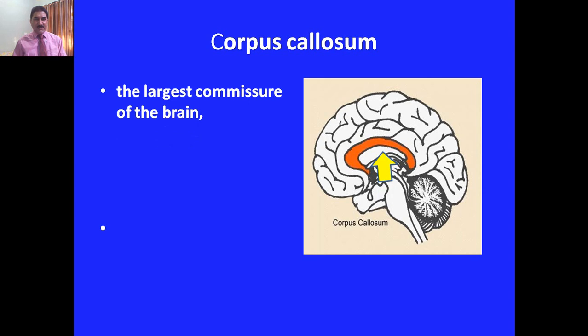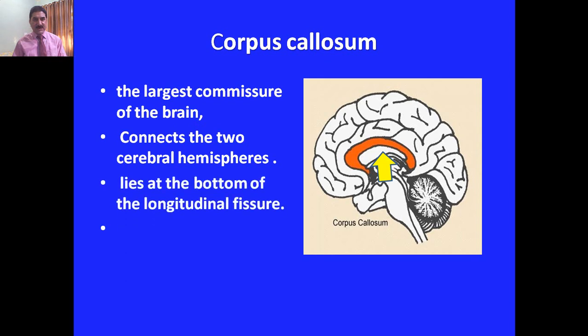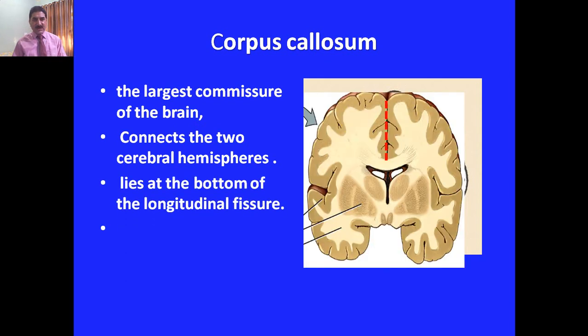Corpus callosum is the largest commissure fiber of the brain. It connects the two cerebral hemispheres. It lies at the bottom of the longitudinal fissure. So this is the median longitudinal fissure between the two cerebral hemispheres. At the bottom of it is corpus callosum, demarcated by this black line, while the red line is the fissure between two cerebral hemispheres.